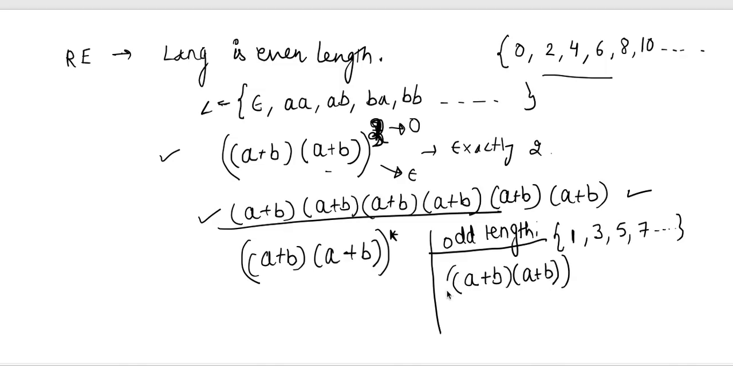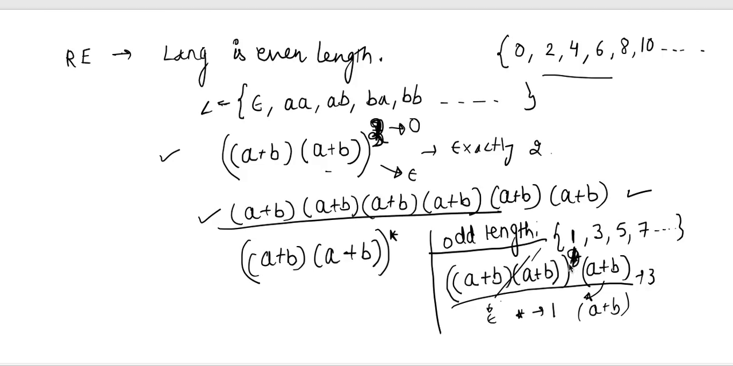See, if I write (a+b) whole star, what is it? Strings of length 0, 2, 4, 6, everything will come here. Even length strings are coming here. If I simply concatenate one more (a+b), what does it become? Check it. If I put 0 in place of the star, this part becomes epsilon, and this (a+b) comes, so it becomes a string of length 1. If I put 1 here, it becomes a string of length 3.